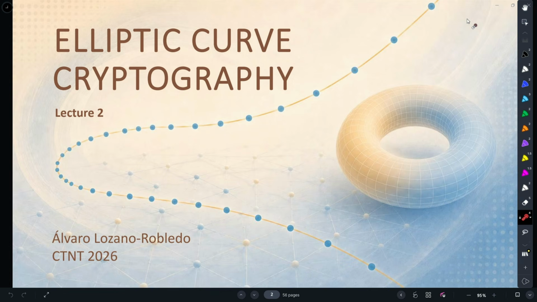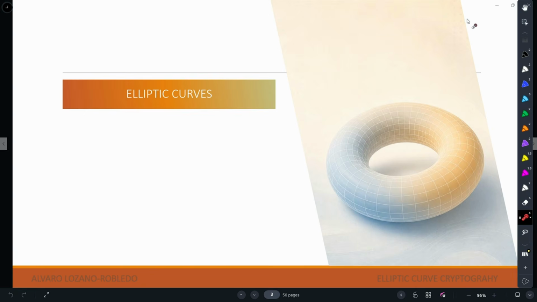Okay, so welcome back to lecture 2 of elliptic curve cryptography. I'm going to pick up the pace a little bit. So remember that we started looking at elliptic curves last time.